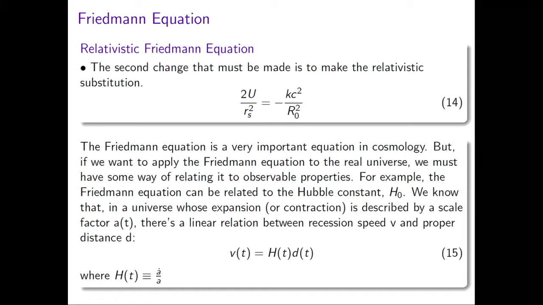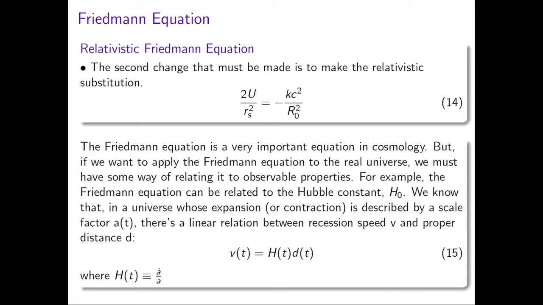And this is actually a very important equation, but for the Friedman equation to be more useful, or to be more implemented in a typical universe, we need to find a way of relating it with the observable properties. So we try to find a relation between the Friedman equations and observable quantities like the Hubble's constant or the scale factor, etc.